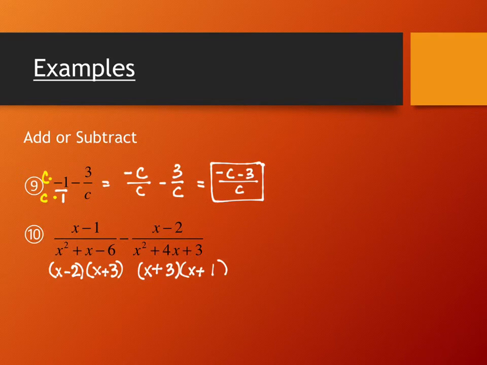So what I need to include is whatever they don't have. The first denominator does not have the x plus 1, so now it needs it. And it needs it both on top and on bottom. So I'm going to write it that way. The second denominator does not have the x minus 2, so it needs it both on top and on bottom. Okay, pretty good so far.